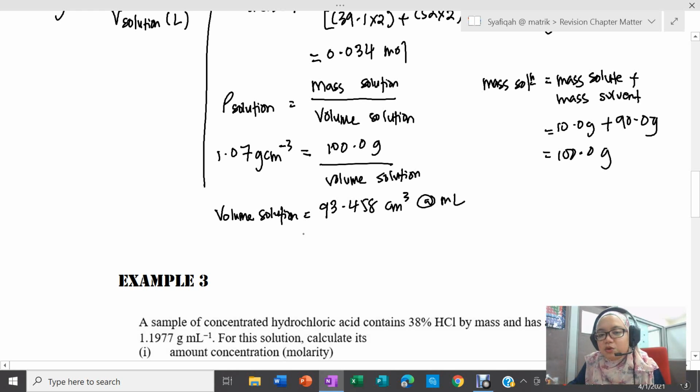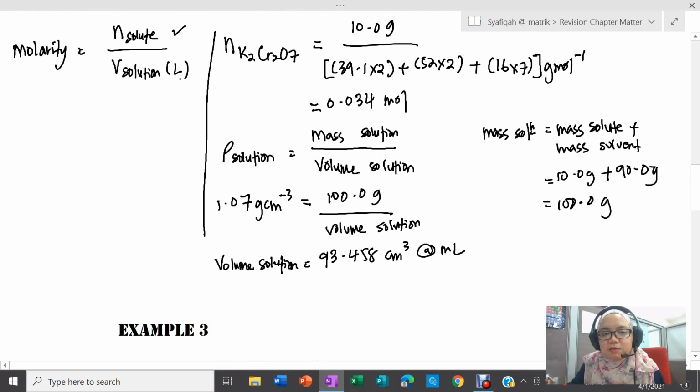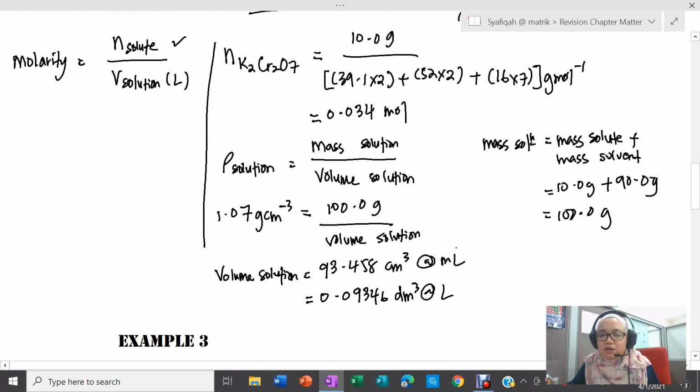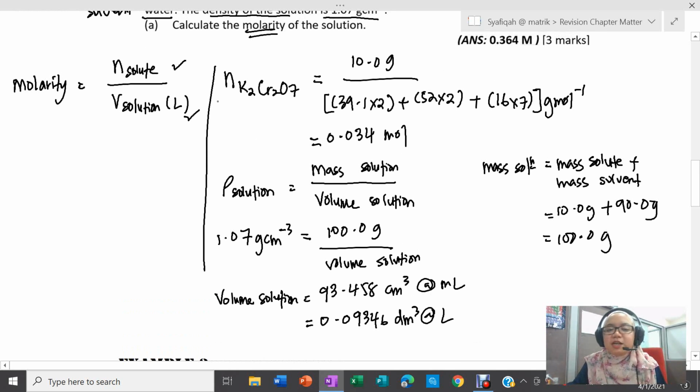Okay, sekarang ni unit di dalam centimeter cube or ml. Betul? You need to convert into liter or decimeter cube. So, kena divide by 1000. So, divide by 1000, you will get 0.09346 decimeter cube atau dalam unit liter. Okay. So, kita dah settle. Volume solution pun dah dapat.